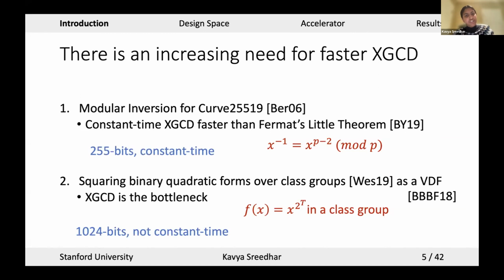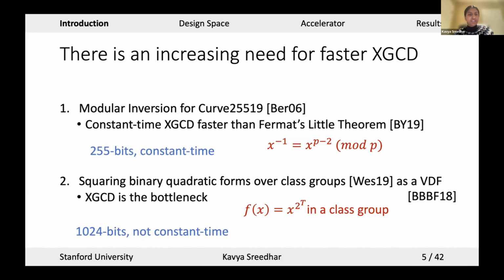So these two applications have two distinct requirements. For the first, we're interested in constant time 255-bit XGCD because we want to protect against timing side channel attacks. And in the second, we're interested in non-constant time 1024-bit XGCD because the inputs are not secret.